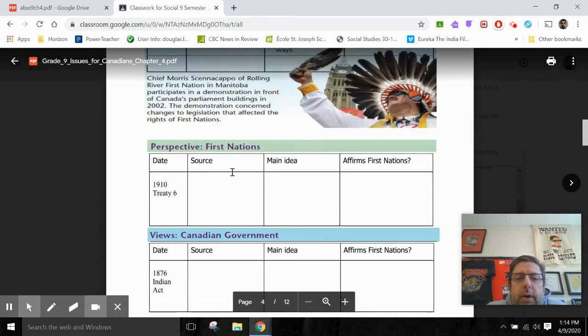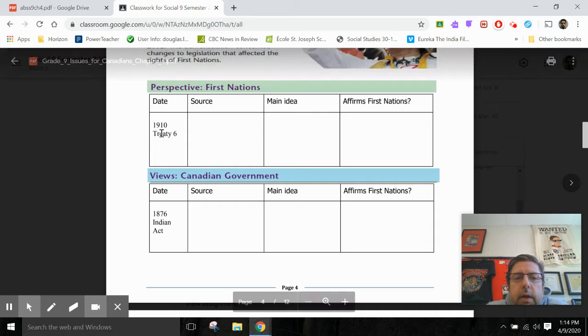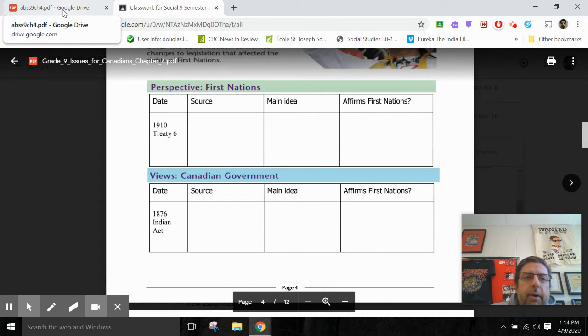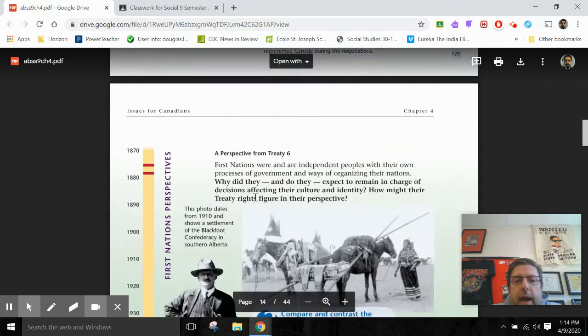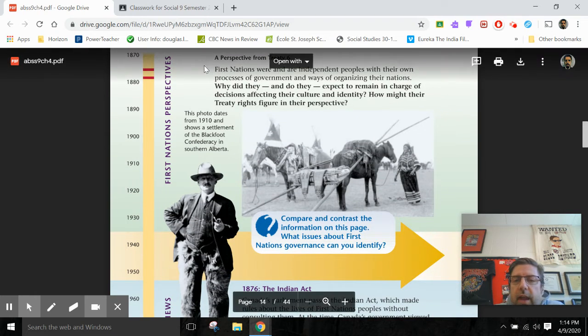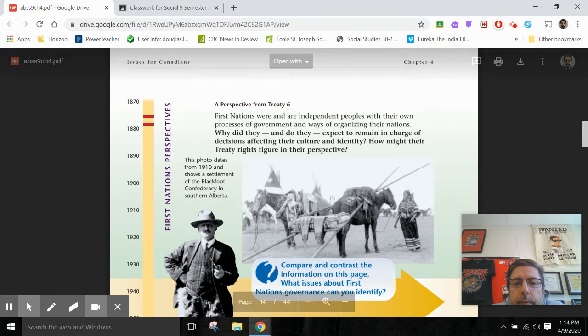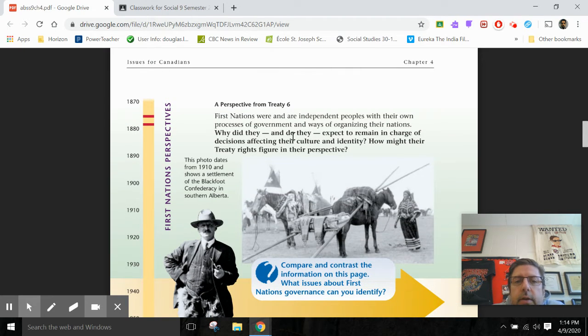You go on to the worksheet, now you have the first set that you need to do. 1910 would be the First Nations, 1876 Indian Act would be the Canadian government, the respective comparison. Where you find that now is on the next page. So for the first set of questions, once again, the green would be the First Nations, the 1910 photo would be the perspective. And once again, get the main idea from it.